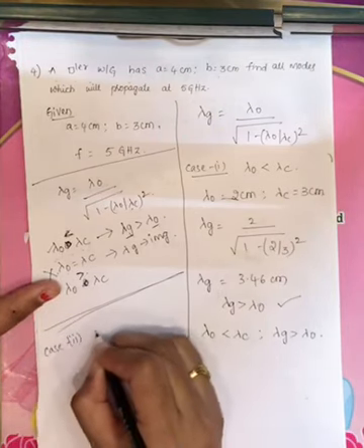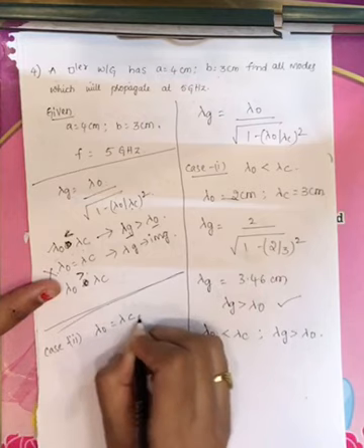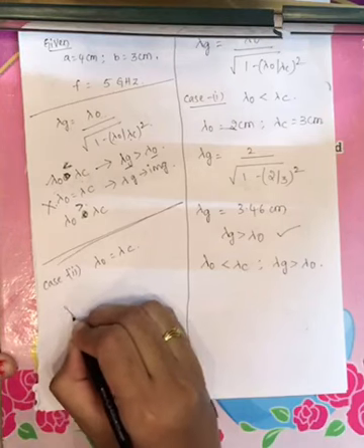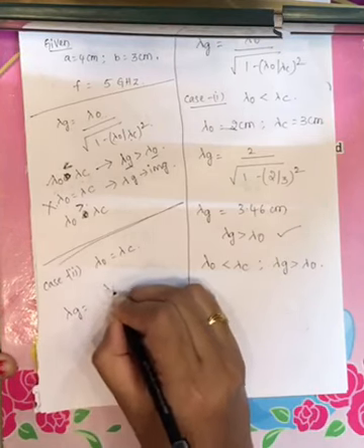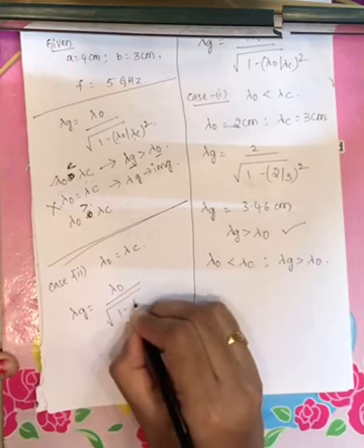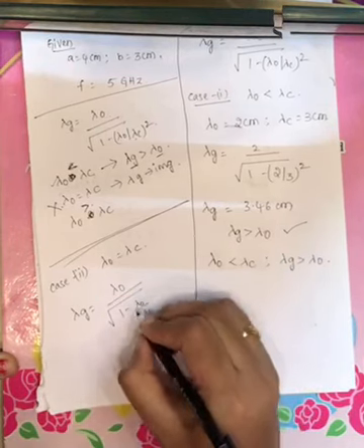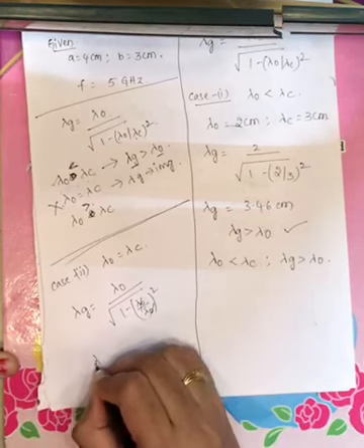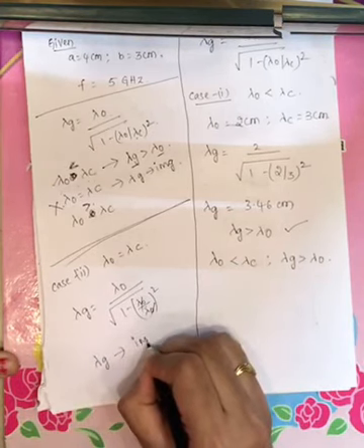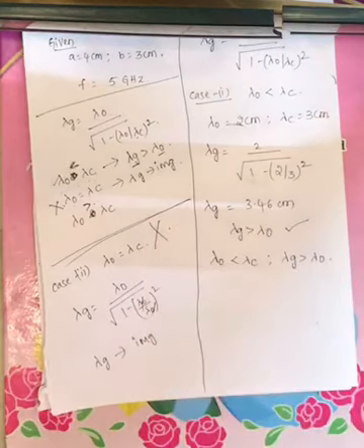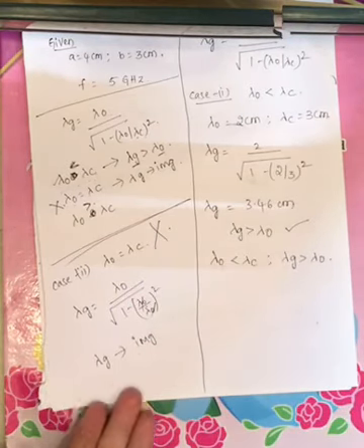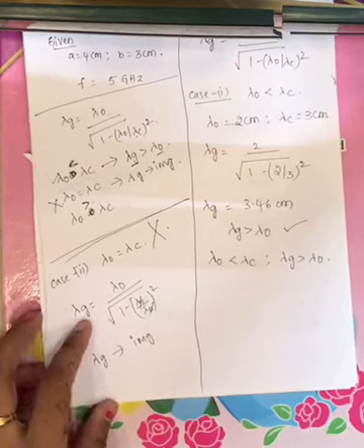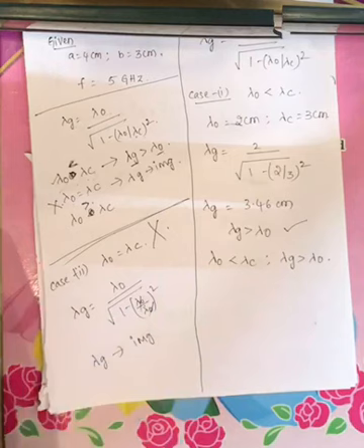Now coming to case 2, where lambda naught equals lambda c. Now substitute in lambda g equals lambda naught by under root of 1 minus lambda naught by lambda c whole square. Both are the same, so this will get cancelled, and 1 minus 1 gives lambda g as imaginary, which is not a possible condition. That's why lambda naught should not be equal to lambda c.